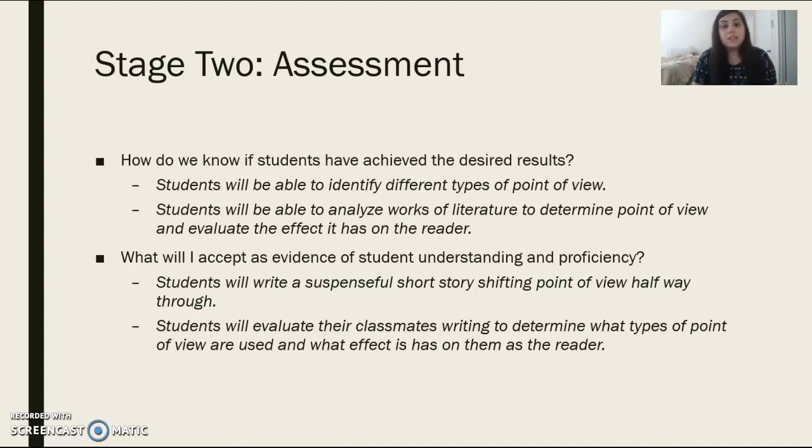So our assessment for this is we're going to be writing a suspenseful short story, and then the point of view will shift halfway through. But then one step further, students will then evaluate their classmates' writing to determine what types of point of view are used and what effect it has on them as the reader.